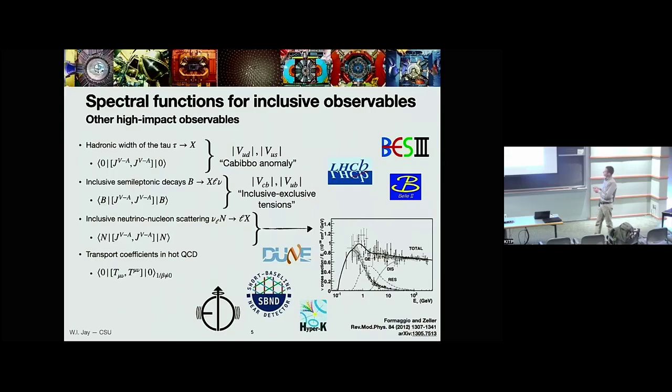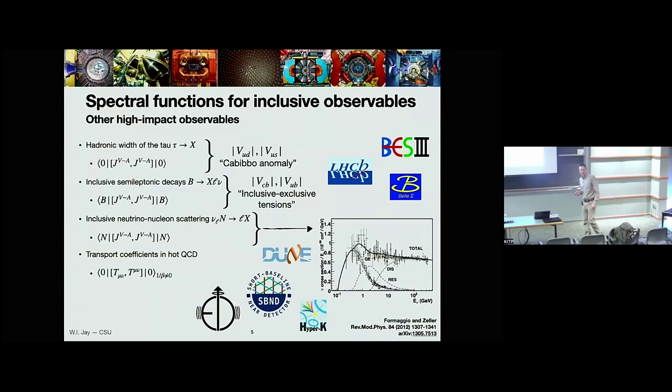Inclusive B decay. If we take this current correlation function that you're sensitive to in inclusive tau decays and strap on external B meson states, you could study inclusive decays of B mesons. This is interesting and exciting because of the long-standing tension between inclusive and exclusive determinations of V_cb and V_ub. And parenthetically, exclusive semileptonic decays have long been the provenance of lattice QCD, but it's only more recently that people have begun thinking about inclusive semileptonic decays using lattice QCD.